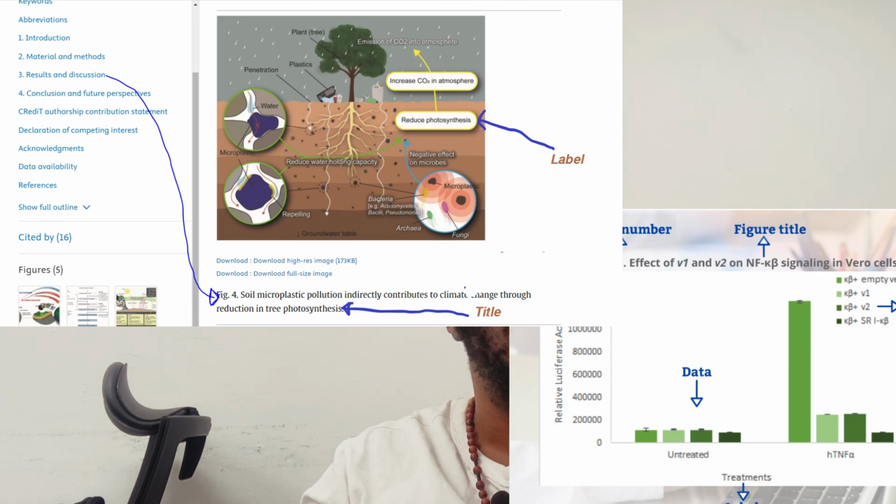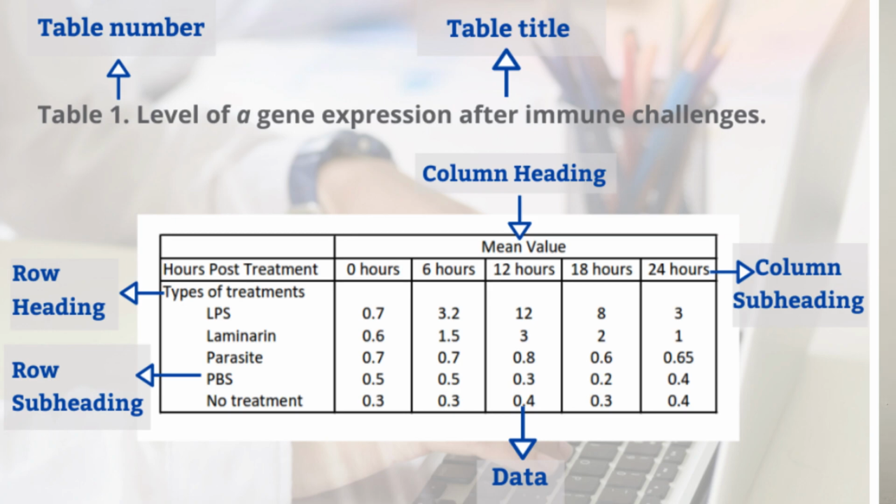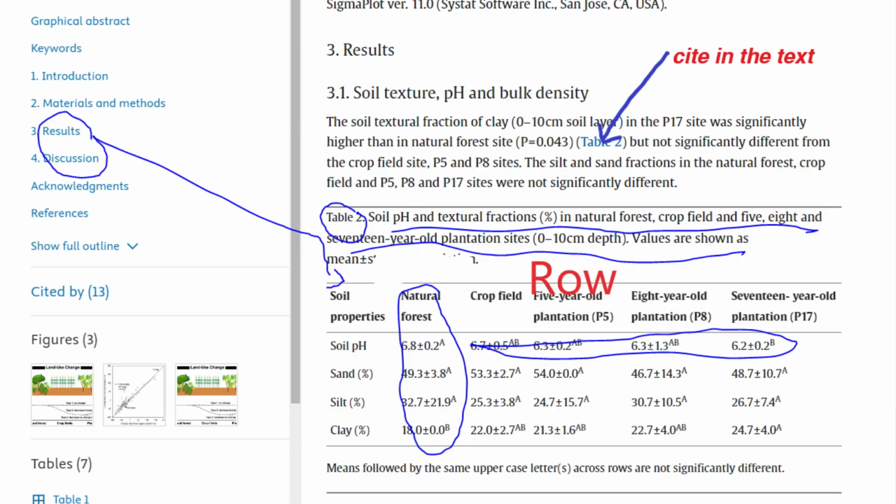For the table, it is also a way you can visually present your results. In the table section, you can show the table number, the table title, the row heading, the column heading, data, subheading, column subheading, and footnotes. All of these can present a lot of information visually, which will assist the reader or the reviewers to understand the logic of your study within a very short period of time.